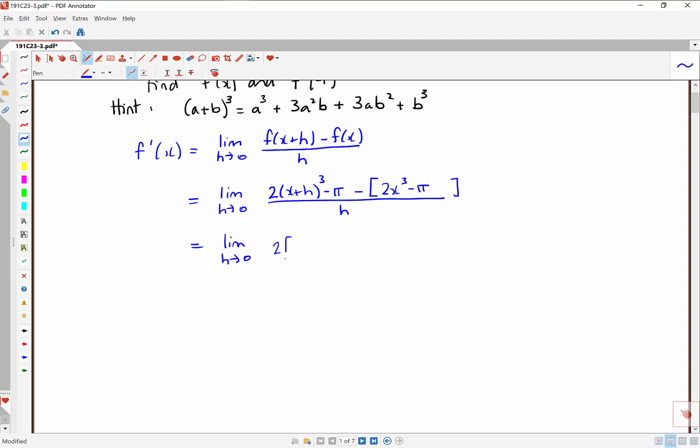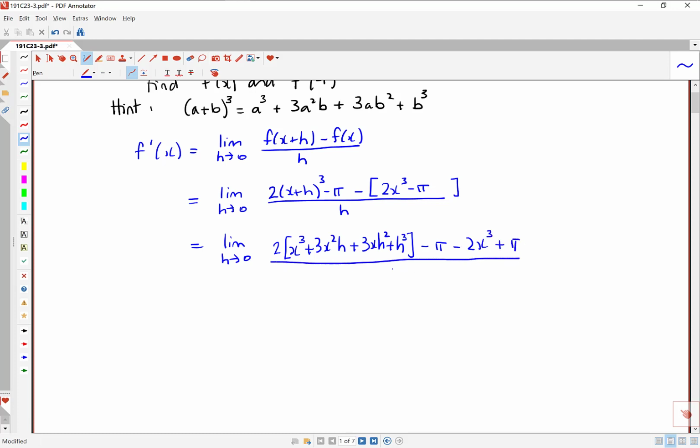We're going to keep the 2 out in front here. We're going to give ourselves square brackets, and let's just write down what x plus h all cubed looks like. So according to our formula, just replacing the a with an x, the b with an h, this would look like x cubed plus 3x squared h plus 3x h squared plus h cubed. Okay, and then we've got a minus pi, minus 2x cubed, and a plus pi.